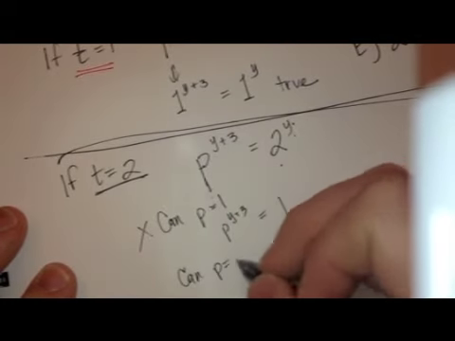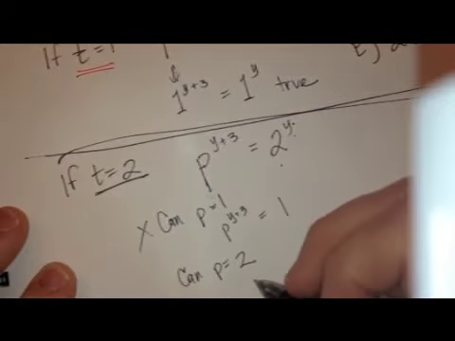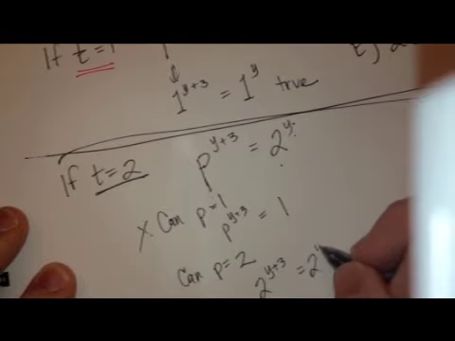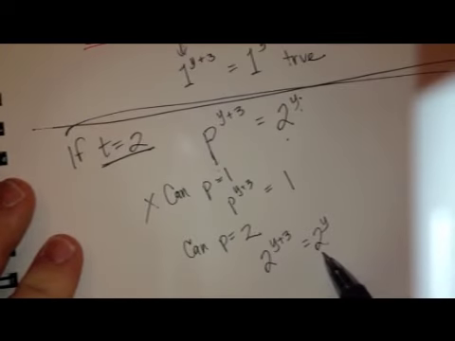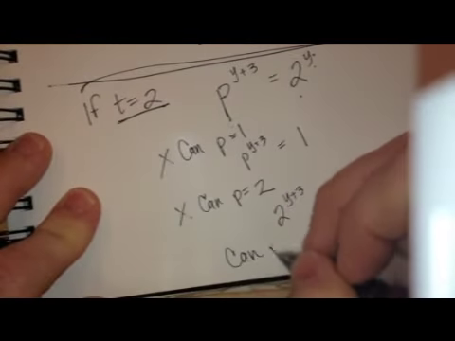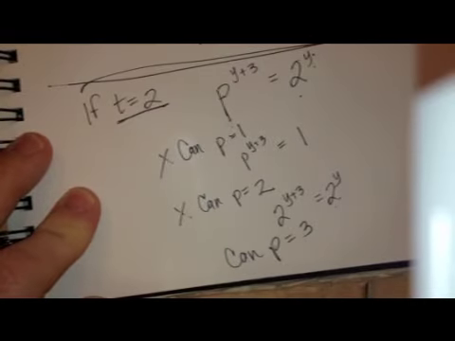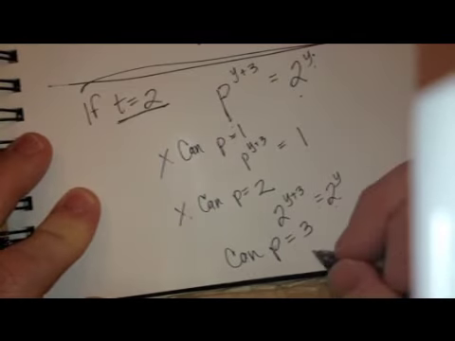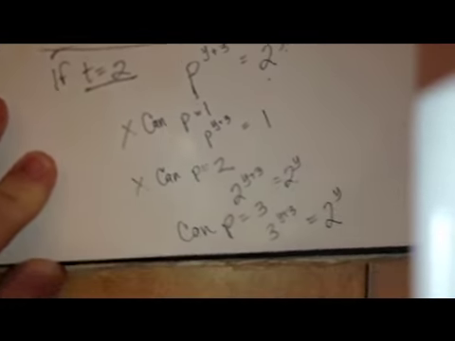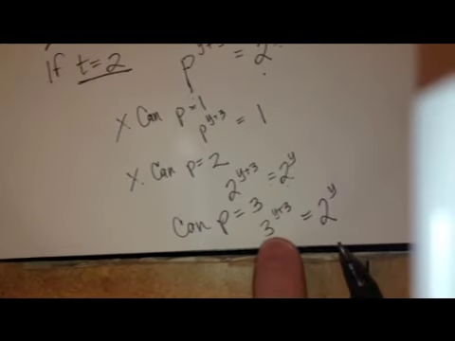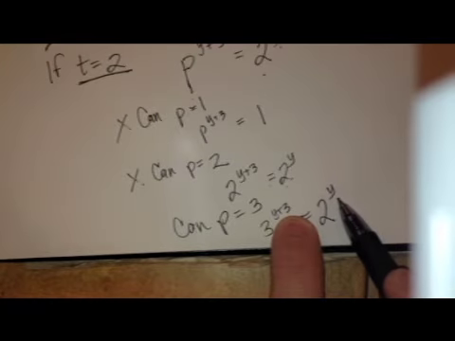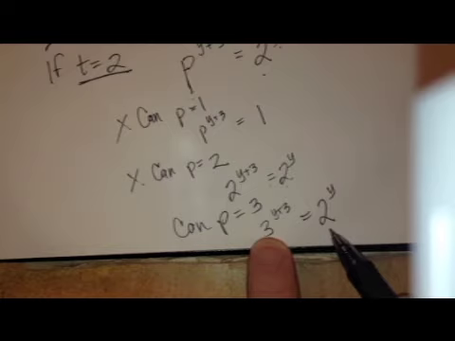Can p equal 2? Well, that doesn't quite make sense either. Then we'd have 2 to the y plus 3 equals 2 to the y. Those are unequal, but we're saying that they're equal. So that can't work. Can p be anything bigger than 2? Well, let's look. 3 to the y plus 3, can that equal 2 to the y? Look at the fundamental error here. The base is bigger on the left, and the exponent is bigger on the left as well. So there's no way that these two could be equal.